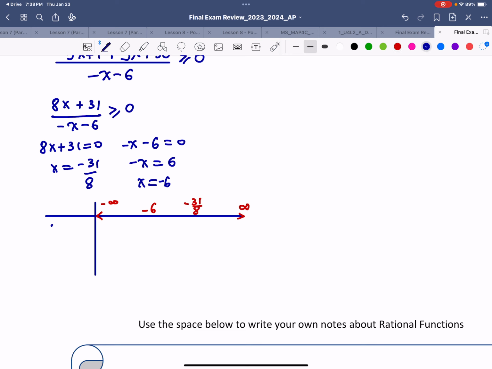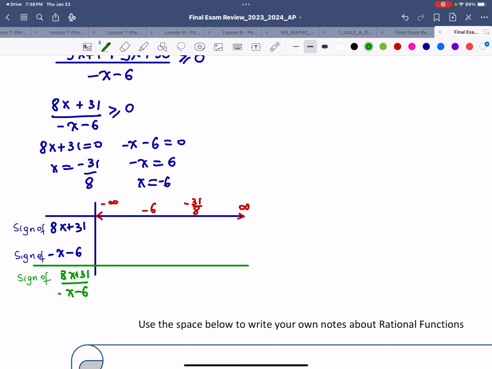Now we are going to list the numerator, 8x plus 31, and the denominator, negative x minus 6, on the side, because we are trying to discuss the sign of each of them. Now remember that the sign of the numerator and denominator will determine the sign of the entire expression. So down here we will have to discuss the sign of the rational expression, which is (8x plus 31) over (negative x minus 6).